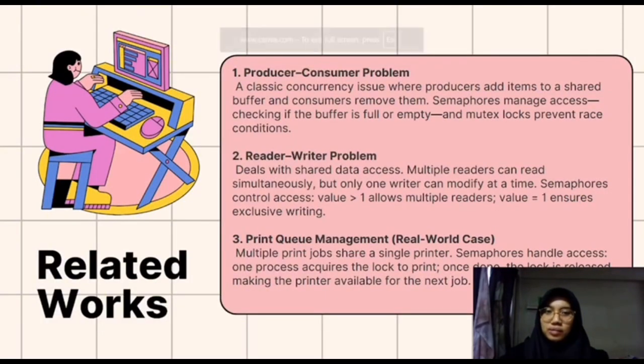Next part is about related works to our project. Some of the related works to Semaphore that can be seen in real-world scenarios: the first one is the producer-consumer problem. This is a classic concurrency issue where we have producers and consumers. The producer will add items to a shared buffer and the consumers will remove them. The function of Semaphore here is to manage access, check whether the buffer is full or empty, and limit locks to prevent race conditions.